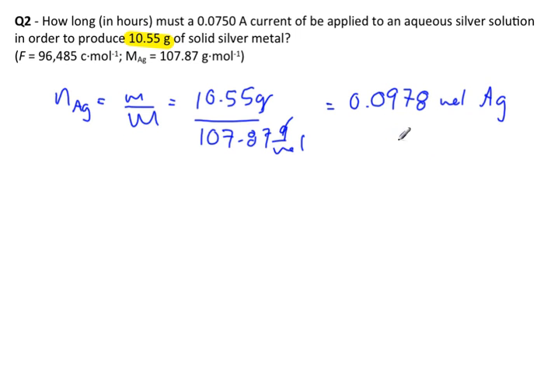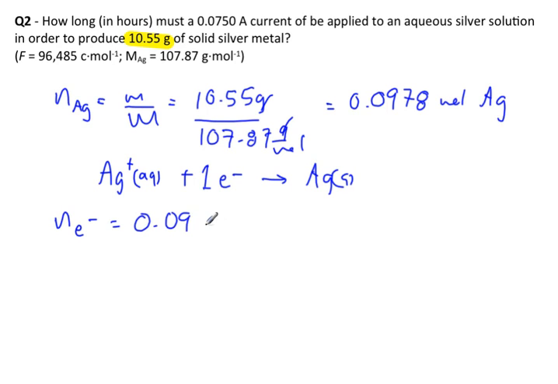Now, I need to convert this to moles of electrons. So for that, I need my balanced equation. So silver plus aqueous plus 1 mole of electrons yields silver solid. Okay, so my number of moles of electrons is very easy. It's the same, 0.0978 moles of electrons. Why is it the same? Because of the 1-to-1 ratio between moles of electrons and moles of silver solid. Okay, so there I have moles of electrons.